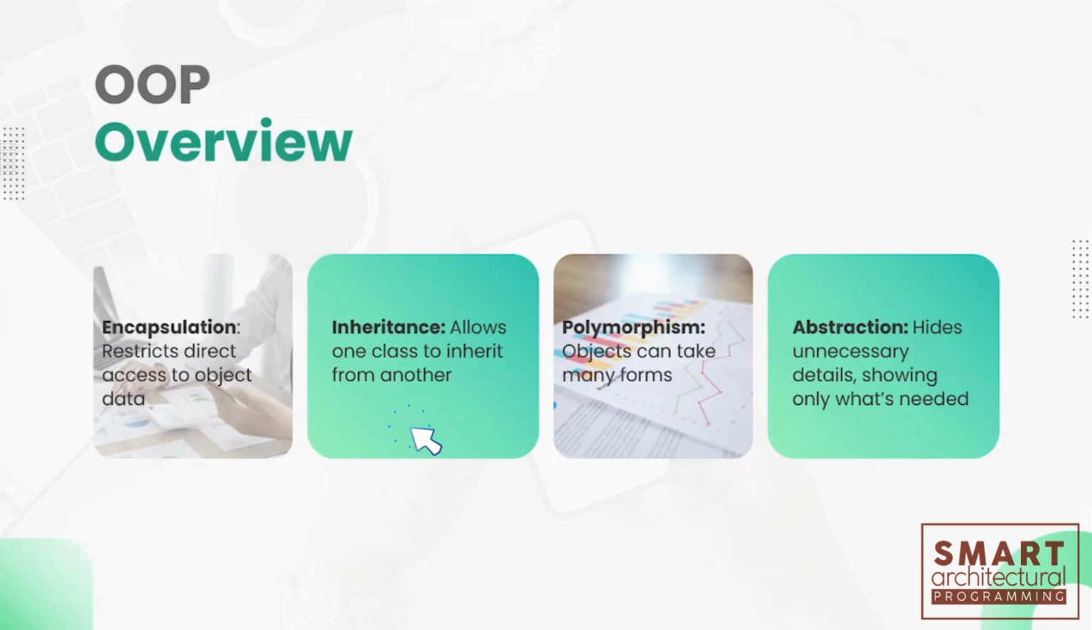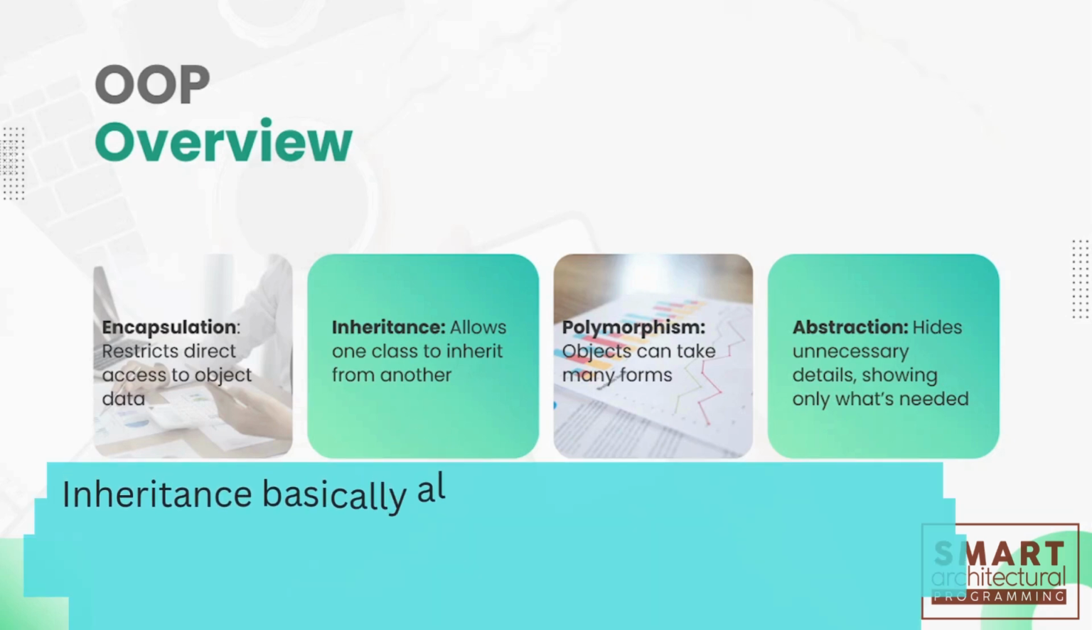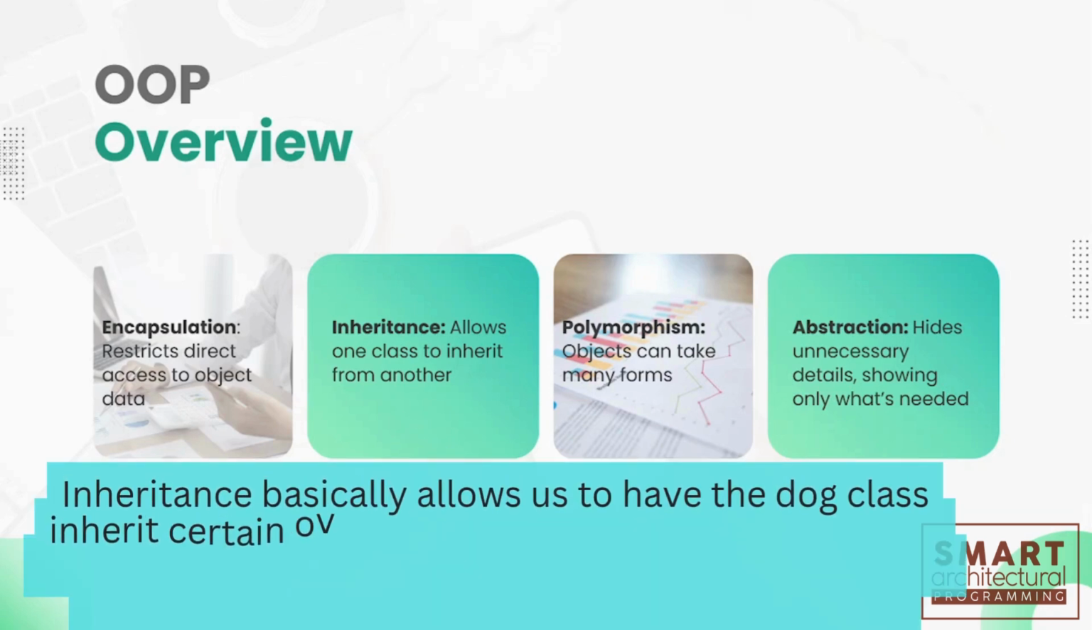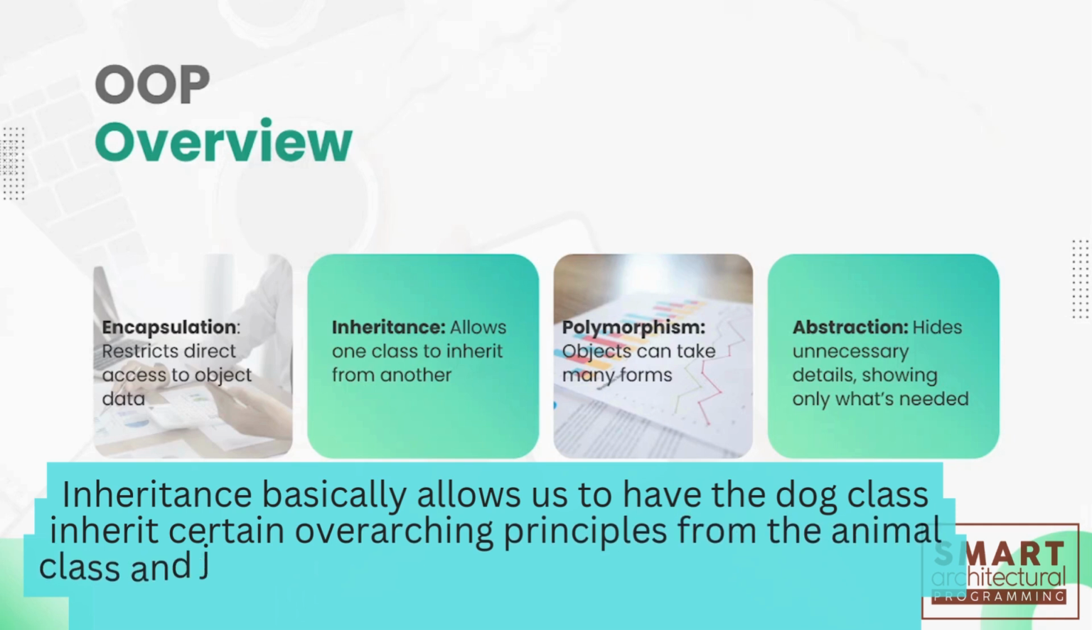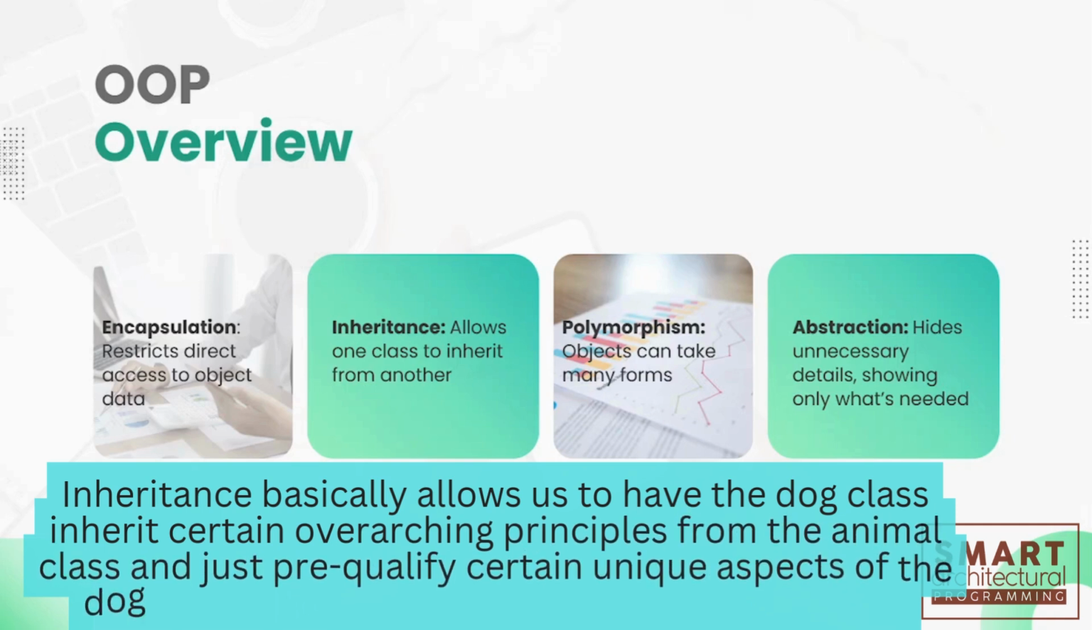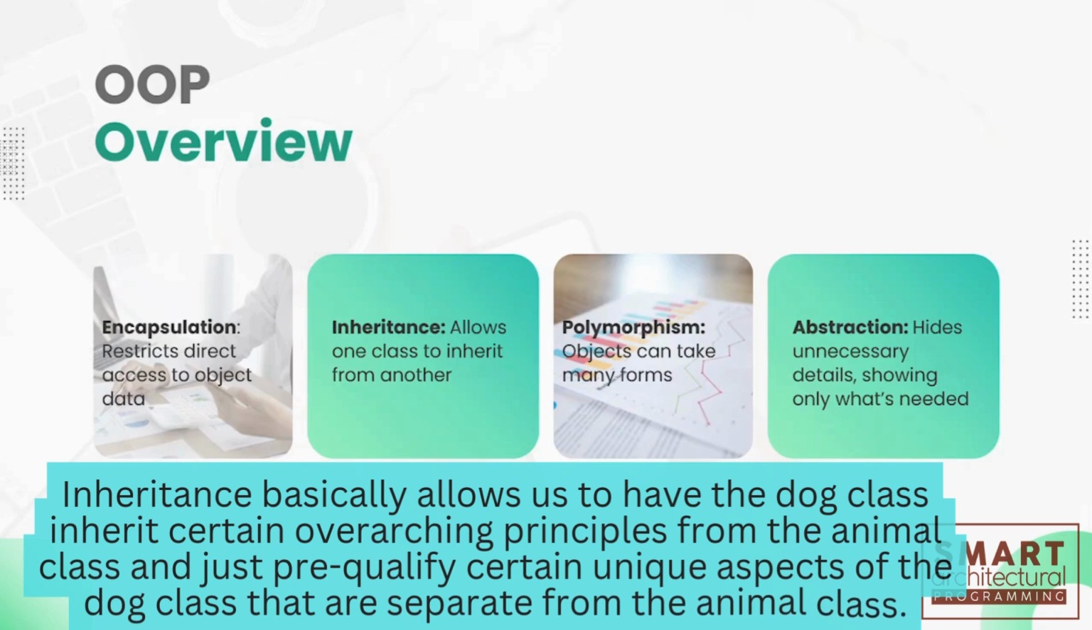Then we have inheritance, which allows one class to inherit from the other. As you can see in the previous slide, we went over the structure of object-oriented programming in Java. That structure showed us that a main class can have subclasses, right? The main class was animal and the subclass was dog. So inheritance allows us to have the dog class inherit certain overarching principles from the animal class, and just pre-qualify certain unique aspects of the dog class that are separate from the animal class.